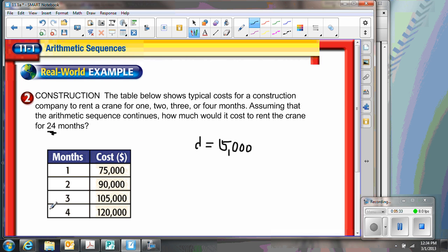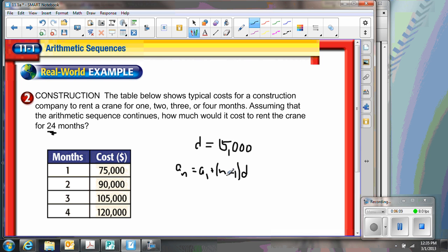I have two options. I can continue my chart, I can continue counting, keep adding 15,000 to the cost until I finally get to 24 months. Now that is a little bit long and drawn out, so I need a faster way. The faster way is to use our equation from earlier. That equation, to refresh your memory, is given by a sub n equal to a sub 1 plus n minus 1 quantity times d.